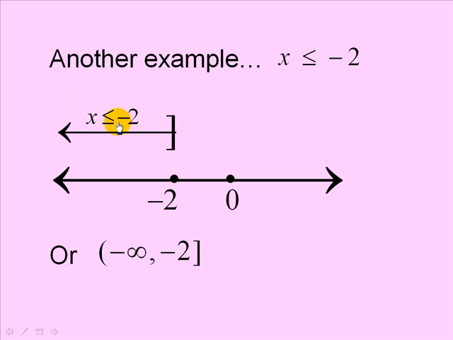Is negative 2 less than or equal to negative 2? Well, it's equal to negative 2, so therefore it has to be part of the solution set. And again, that's why we use the square bracket. And in interval notation, since x is smaller than or equal to negative 2, any x to the left can be included, so we call that negative infinity. So we have open parenthesis, negative infinity, comma, negative 2 with a square bracket showing that negative 2 could be a solution.